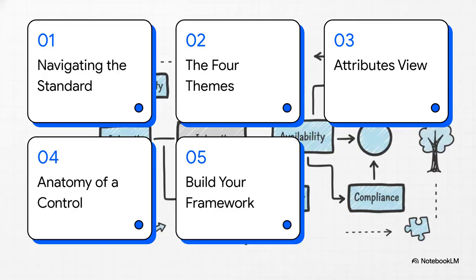So here's what we're going to cover. We'll start with the new philosophy behind the standard, then we'll look at the basic structure, those 4 control themes. After that, we dive into the real game changer, the attribute system. Then we'll pull apart a single control to see where all this new stuff actually lives. And we'll wrap up by looking at how you can use all this to build your very own security frameworks.